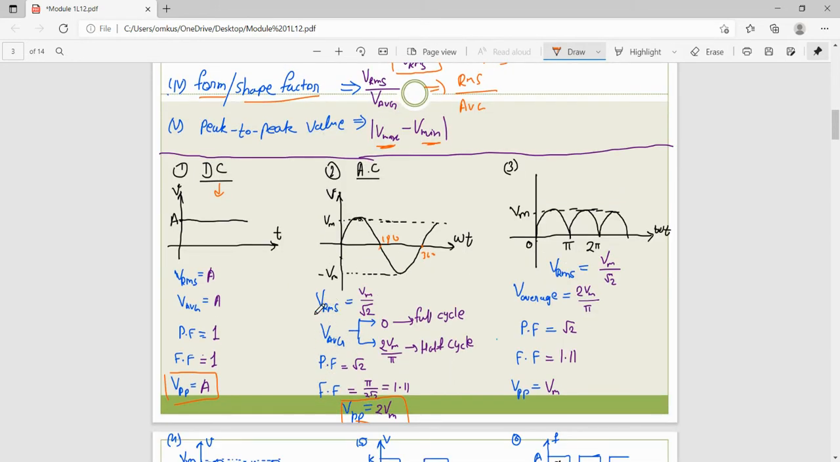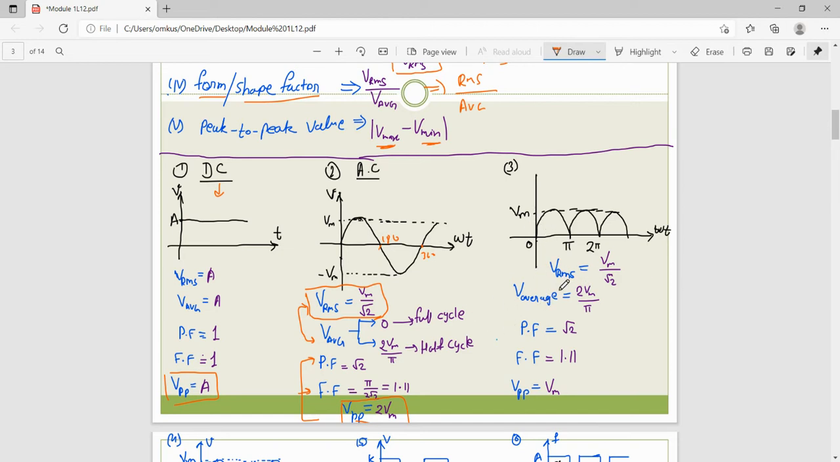So VRMS is Vm by root 2. Vm is the maximum value, and this is the factor; by this factor you will get the VRMS. Please learn all these quantities, which are very frequent. These three factors you can easily derive, but these two factors you need to learn for this network subject.